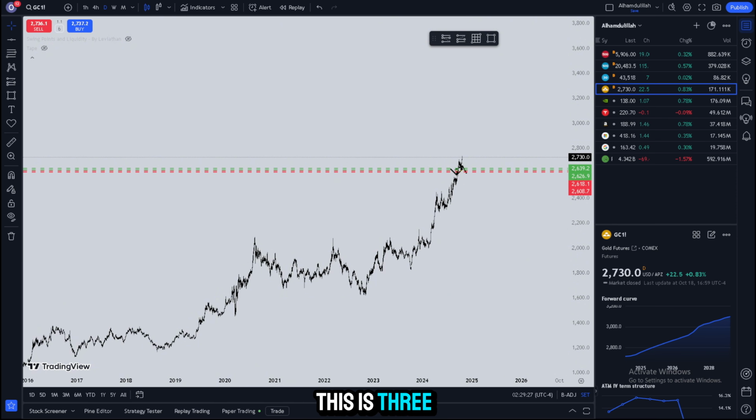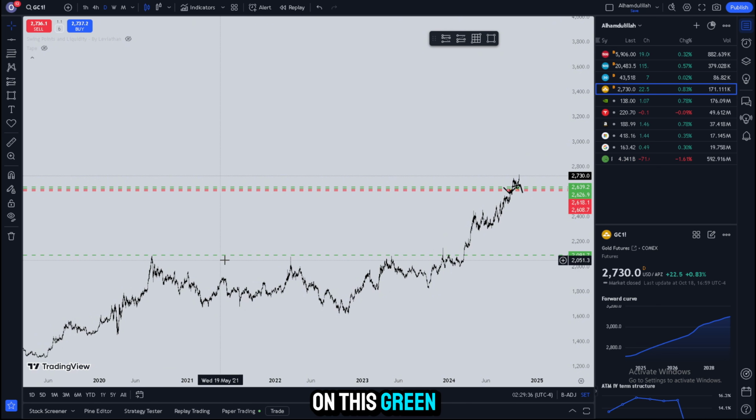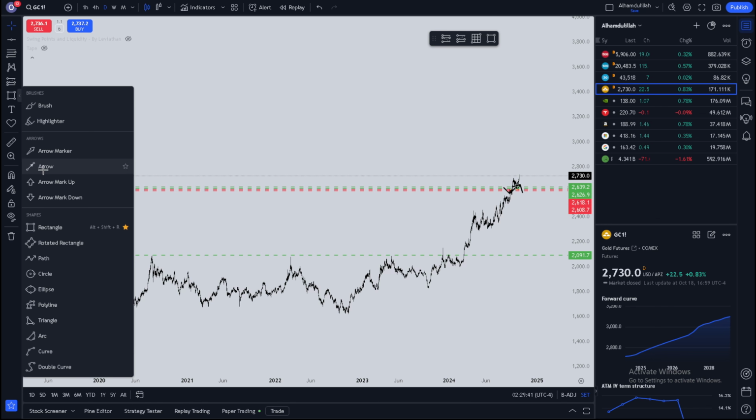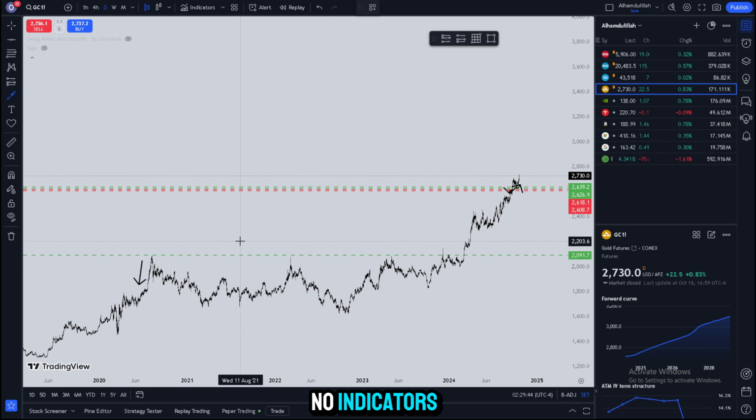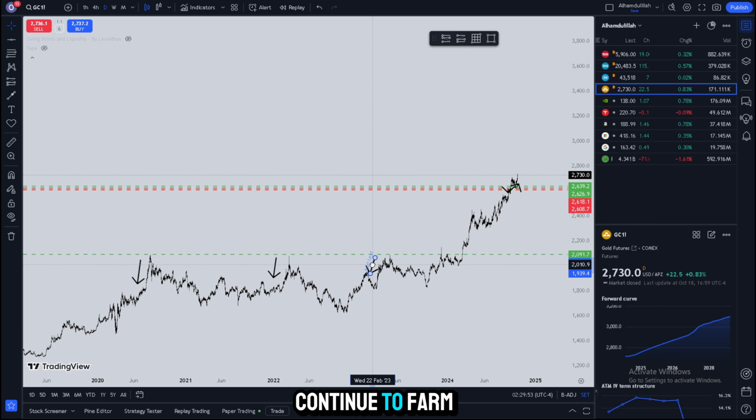So on gold, this is 3 years worth of price action. Okay, you have 2020, 2022, 2023. On this green line here, you see price decided to reverse 3 different times. This is using no indicators. Now, when you know where the market reverses at, you can either do one of two things. Continue to farm the reversal setup like people did over the years when price came in contact with this 2091 area.